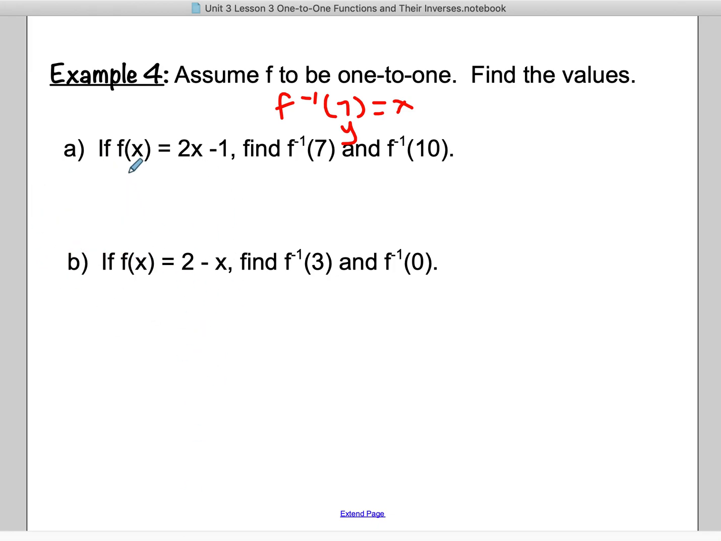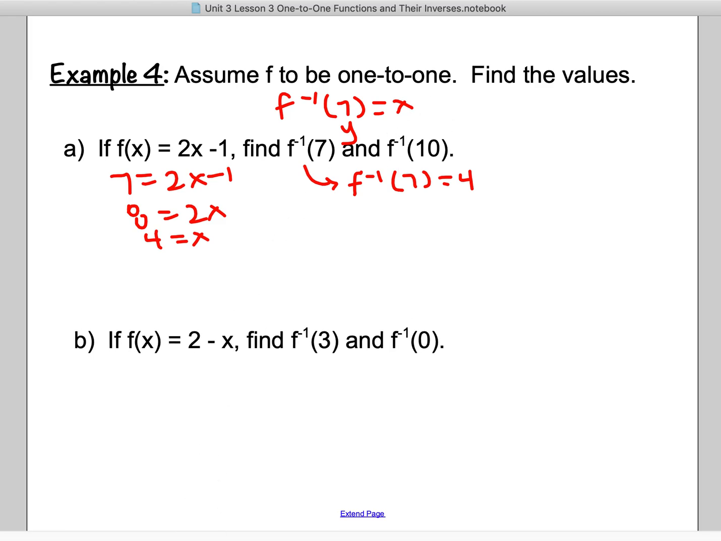Let's try that again. 7 equals 2x minus 1. I solve for x. So I would add 1 to the other side, so I have 8. And then divide by 2. So 4 is equal to x. So f inverse of 7 equals 4. That's what the x value is. I would like for you guys to pause the video and try f inverse of 10 on your own.